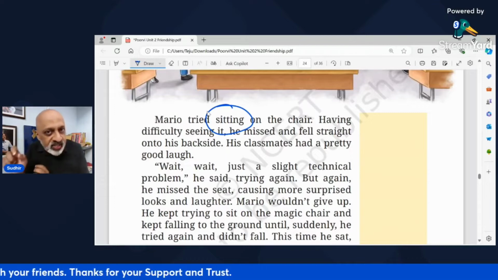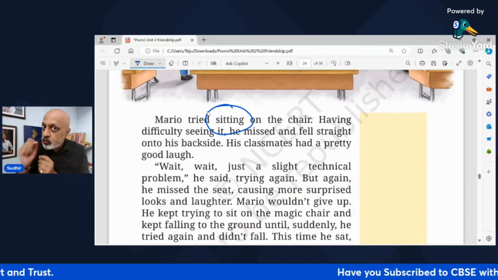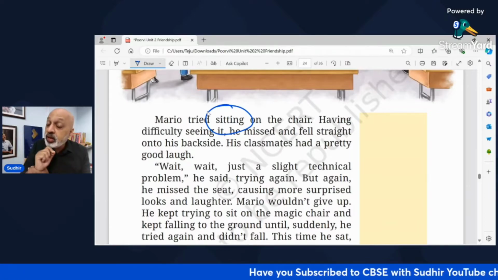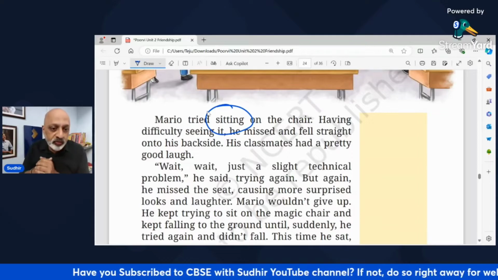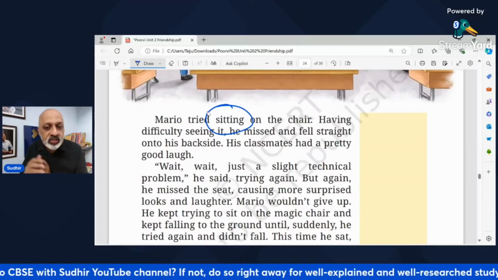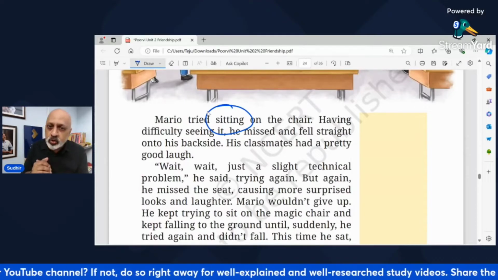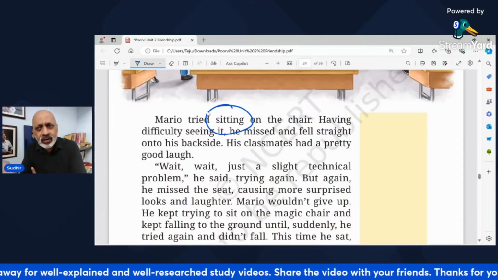Wait. Just a slight technical problem. So he tries to make up because he wants to use the invisible chair, so-called invisible chair given to him by the grandfather, to test his schoolmates. Trying again. But again, he missed the seat, causing more surprised looks and laughter. They're laughing. They're also surprised. What is he doing, man?